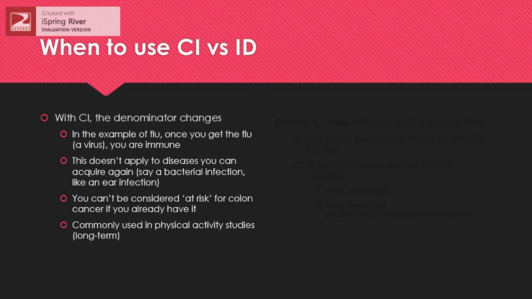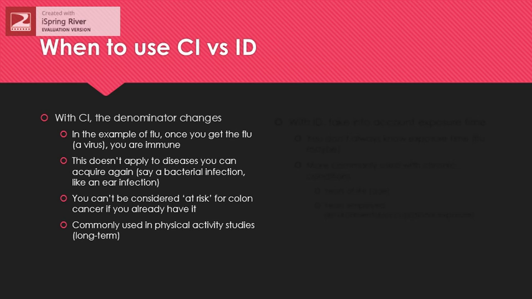Cumulative incidence is very commonly used in physical activity studies, so we're going to talk about a lot of studies this semester that use cumulative incidence. They may not even call it that, but that's what it is. This is because these are long-term studies, and it's very hard to calculate exposure time, which leads me to incidence density.